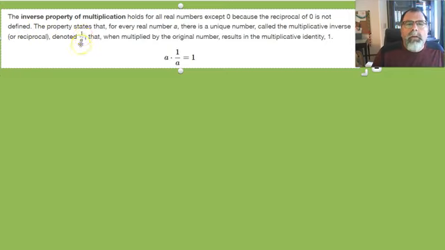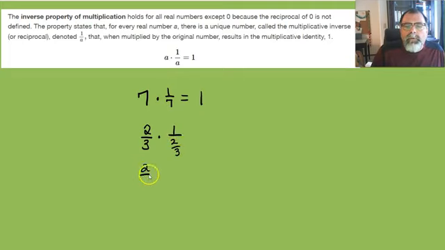And we denote it as 1 over the number. If you take the original number and multiply it with its reciprocal, you're going to get 1, which is called the multiplicative identity. So if we took 7 times the reciprocal of 7, which is 1/7, those would cancel and you get 1. And if the number was a fraction, you do 1 over 2/3, which, remember, stands for the reciprocal, so the reciprocal of 2/3 would be 3/2.